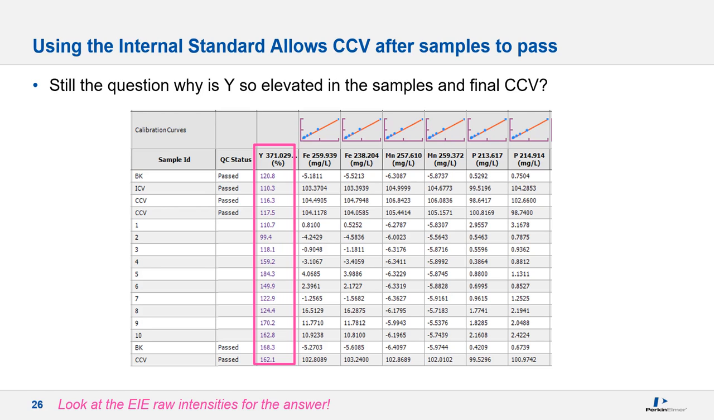However, we should still understand why the yttrium internal standard intensities are so high in the samples and in the second CCV, since this was the exact same solution as the initial CCV, and then yttrium recovery went from 116% in the initial CCV to 162% in the CCV after the 10 samples. This has to be a matrix interference. So let's look at those EIE elements I added to the method when I reprocessed the data.